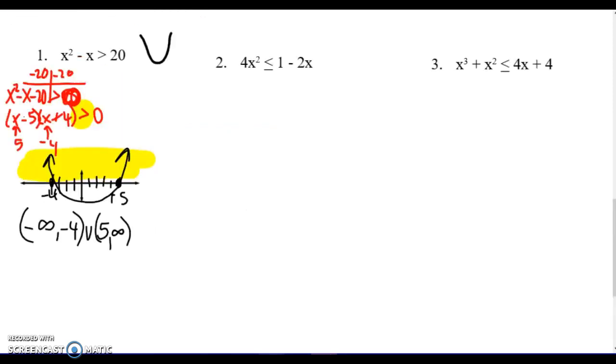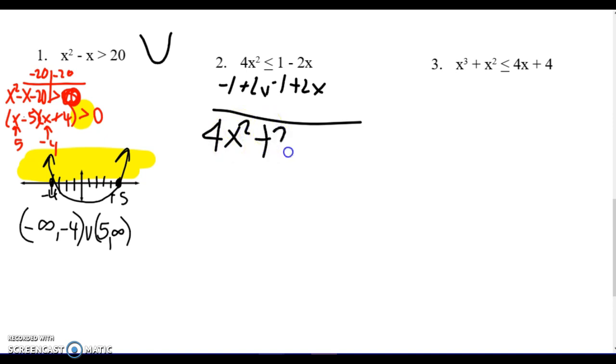But let's look at this one. So 4x squared is less than or equal to, ooh, that's going to come in handy later, 1 minus 2x. Alright, it doesn't really matter which side I move stuff to. However, I want that 4x squared to be positive. So I'm going to move these guys over to the other side. Minus 1 plus 2x. Alright, so therefore over on this side I have 4x squared plus 2x minus 1. I want to put it into standard form. Okay, that is all less than or equal to 0.